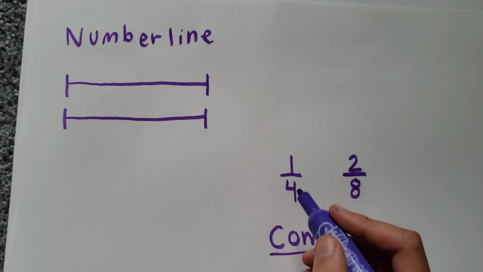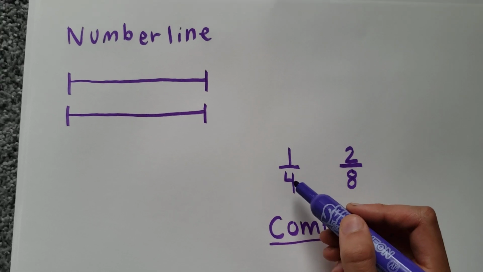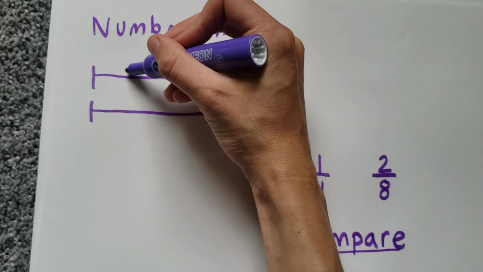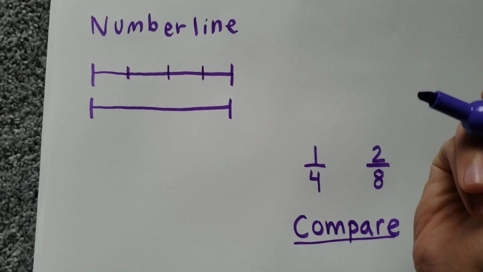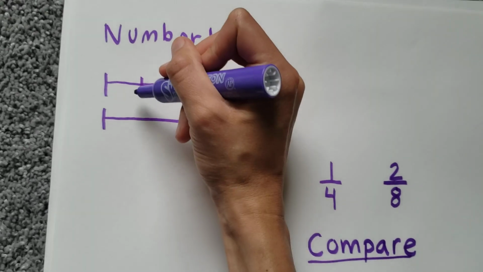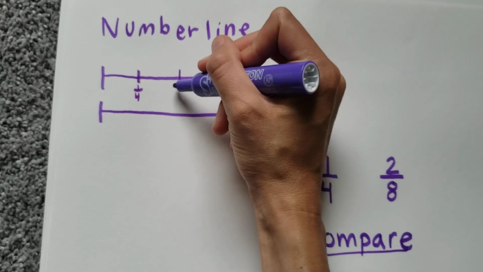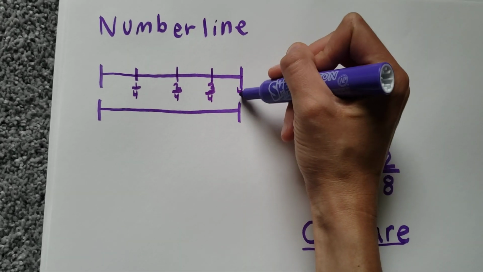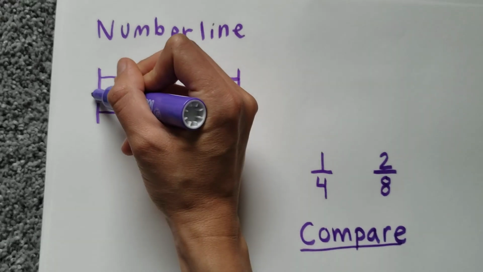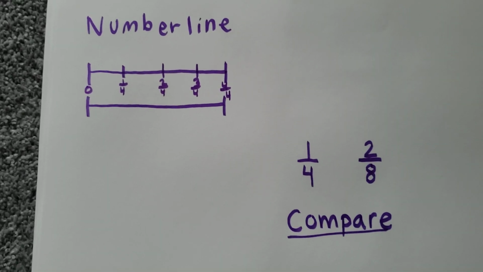So now we're going to go ahead and partition the first line into 4 equal parts. 1/4, 2/4, 3/4, 4/4. That's a whole. So we can go ahead and label that 1/4, 2/4, 3/4, 4/4. We can put 0 on the number line there.